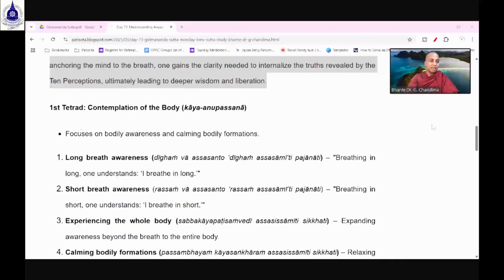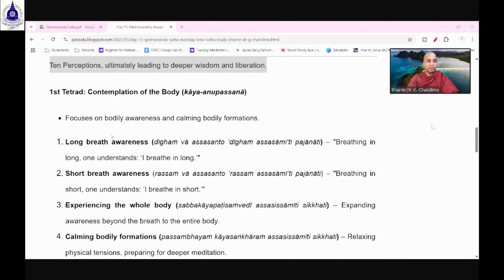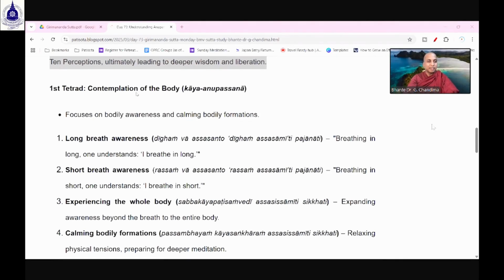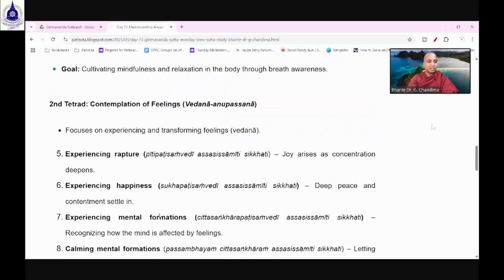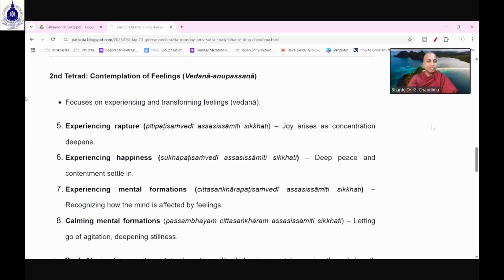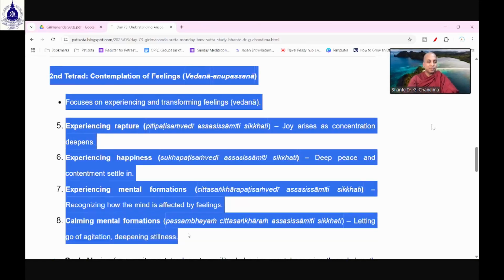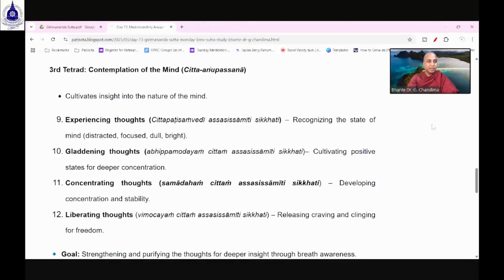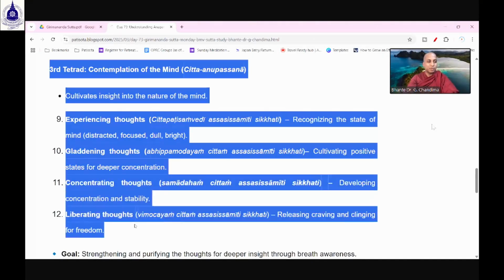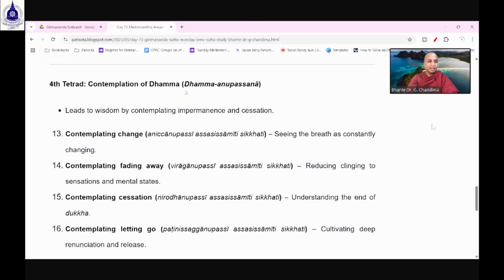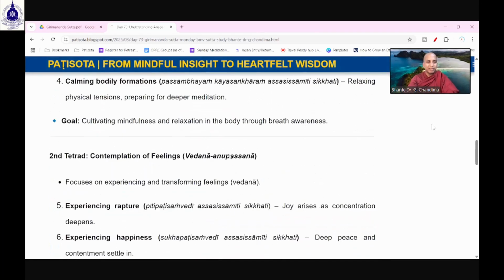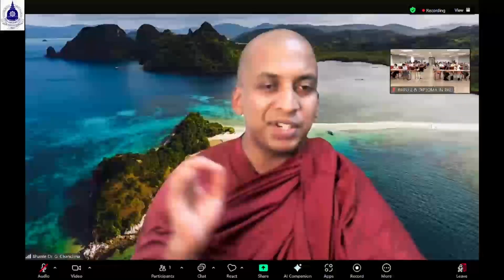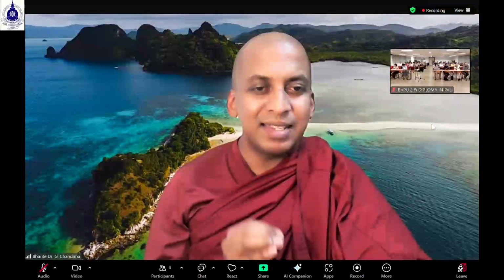Now we are discussing how Girimananda Sutta talks about Anapanasati. First, Kayanupassana part, first track, you can see 4 parts. Second, feeling part, Vedananupassana part, it has 4 as well. Third, Chittanupassana part, it has another 4. Finally, Dhammanupassana part, it has another. Okay. Now you may have a question here. What is the question?